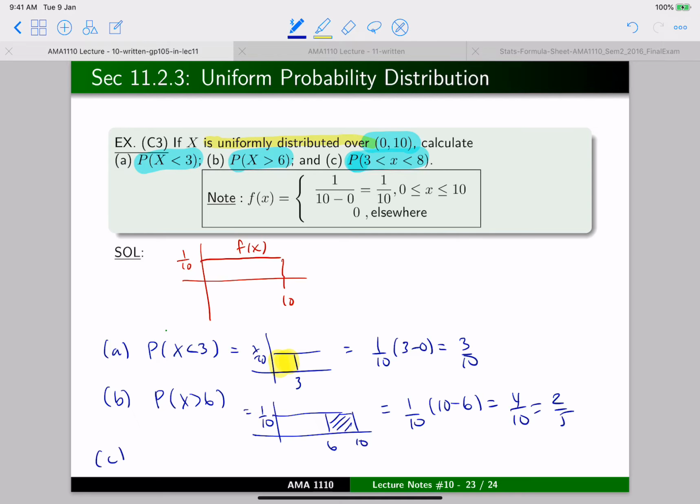And finally, what's the probability that x is in between 3 and 8? Again, you're looking for this area. This is 1 over 10. This is 10, so it's 3. This is 8. You're looking for this area. So again, height times base is 5 over 10, which is a half.